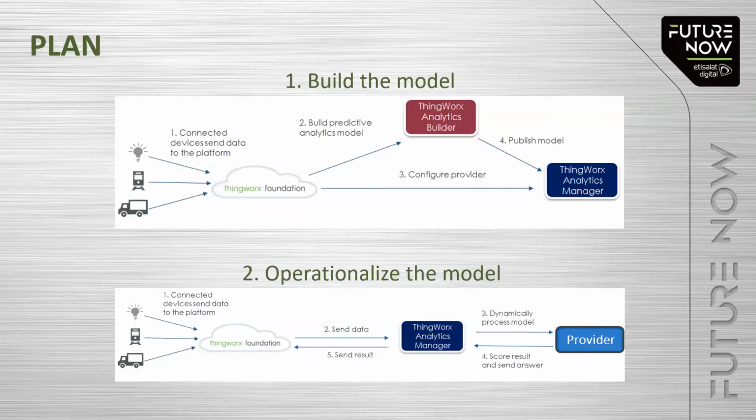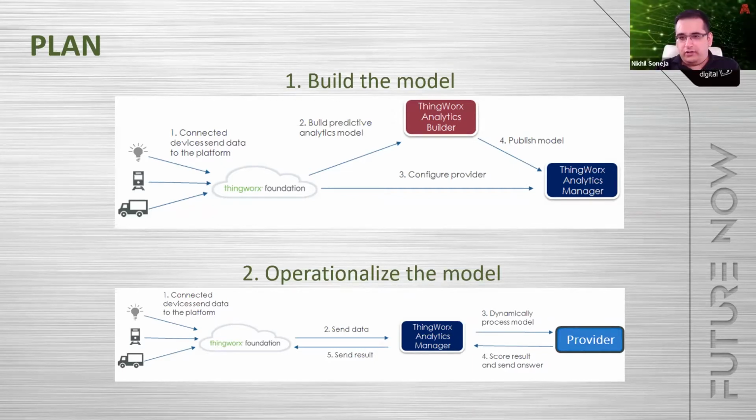So this is our scenario. Now let's have a little bit more of a look at what our plan is for today. First, we're going to build a model. How do we do that? We use ThingWorx Foundation, which is what we've already used before. Connected devices send data to the platform. We'll extract the data in a CSV format, which we did last time. We'll start from the CSV, and we'll build a predictive analytics model using ThingWorx Analytics Builder.